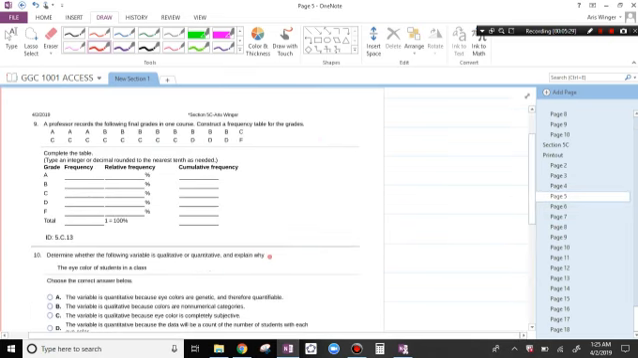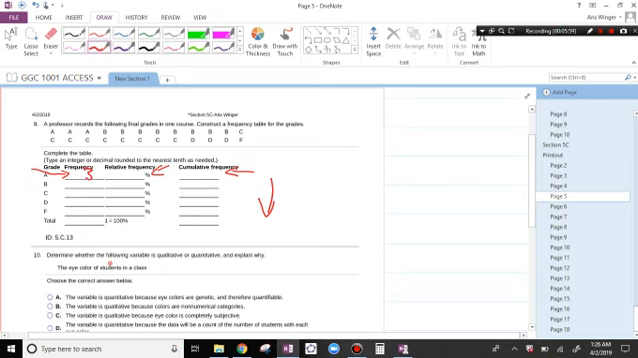A professor records the following final grades in one course. Construct a relative frequency table for the grades. That means that you're going to put in the number of times this thing appears. This is going to be the percentage of times, out of the total number of times. And this is going to be a cumulative count as we go on this way. So let's start. How many A's? So we have 3 A's.